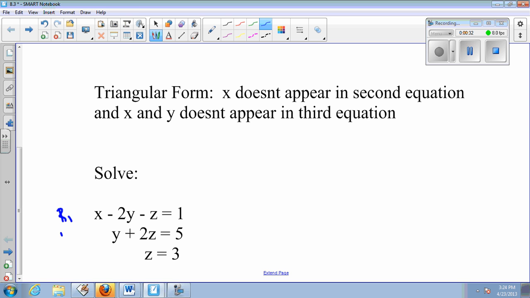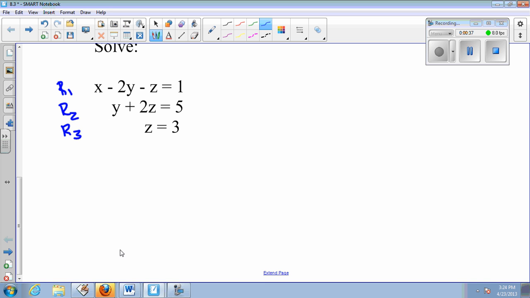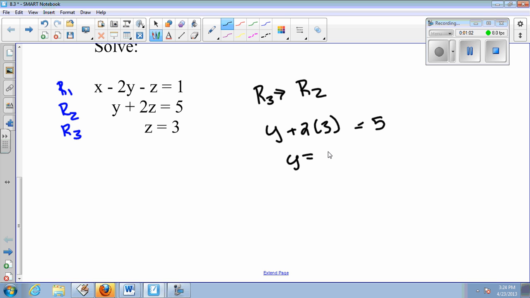I'm going to go ahead and label these row 1, row 2, and row 3. This is to get us in the habit for our later sections when we are using matrices. So we see that in row 3, z equals 3. So we're going to plug row 3 into row 2, because then we will have y plus 2 times 3 equals 5. So we get y equals -1. So we have now got z equals 3 and y equals -1.